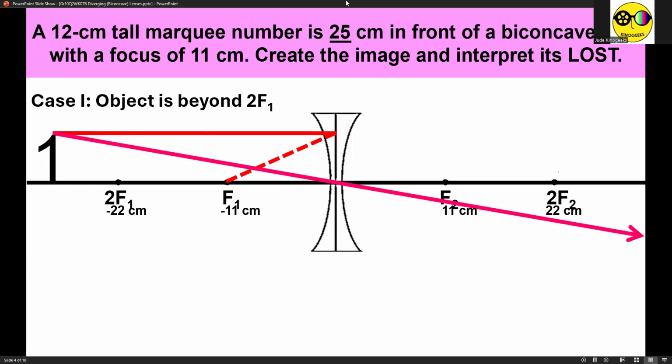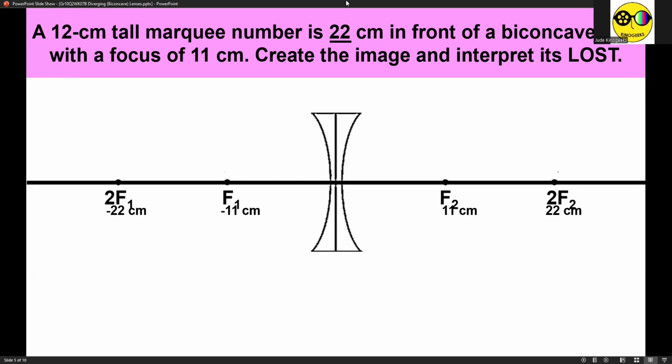So here, this is probably the easiest drawing of image because all you have to do is just copy the object and reduce it to its size. And there you have it.